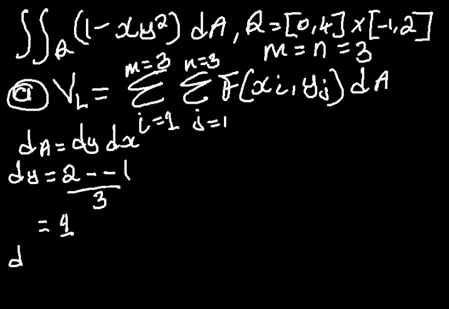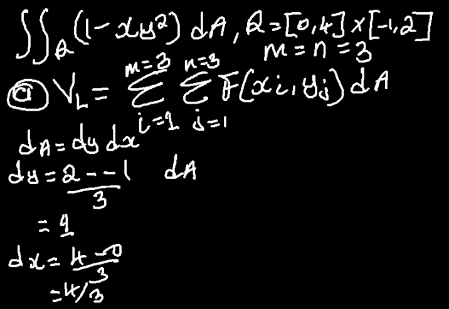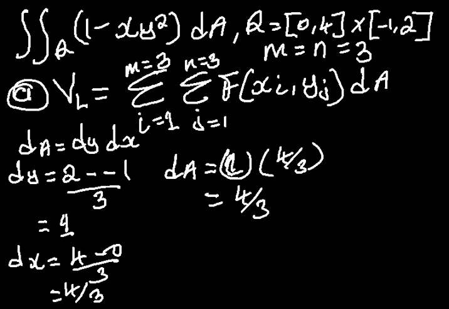Then we should have delta x. What is delta x? We'll have 4 minus 0, divided by 3, which is 4 over 3. That is the value of delta x. Then delta A, which is the same as dA, will be 1 times 4 over 3, which is the same as 4 over 3. So that is the value of dA.